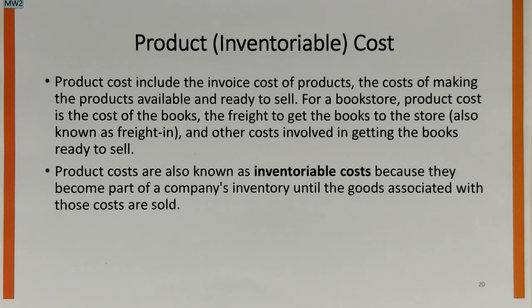Product cost is also known as inventoriable cost, because the way it works is the cost is incurred, it first goes into inventory and is expensed once it's sold. It's expensed as cost of goods sold once it is sold. So product cost is called inventoriable cost because it goes into inventory, appears on the balance sheet until it's sold. And once it's sold, it is taken out of inventory, off the balance sheet, and becomes part of cost of goods sold on the income statement.